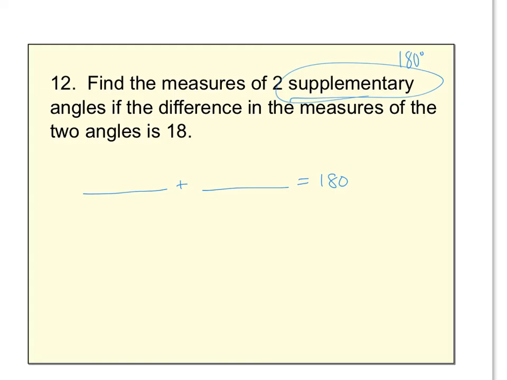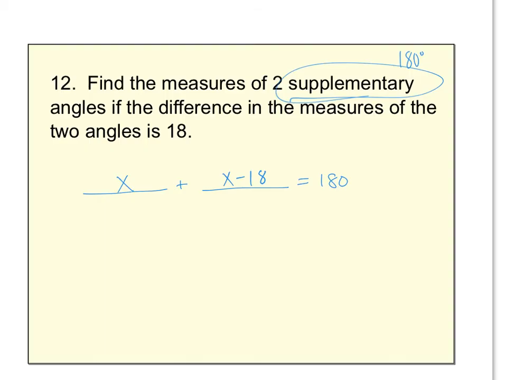I have no idea what either angle is, so I'll call the first one X. But then this one says the difference in the measures of the two angles is 18. Now, when I see the word difference, I usually think subtract. And so I think the other angle is going to be X minus 18. That one's going to have a difference of 18 from the first one.